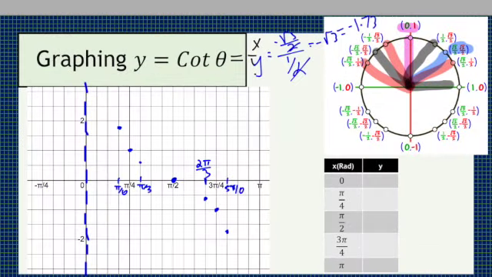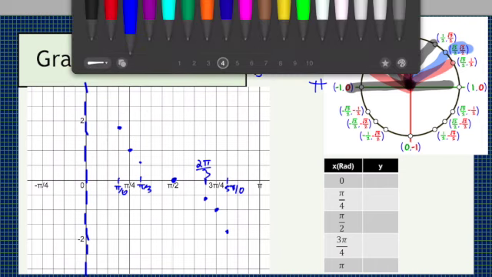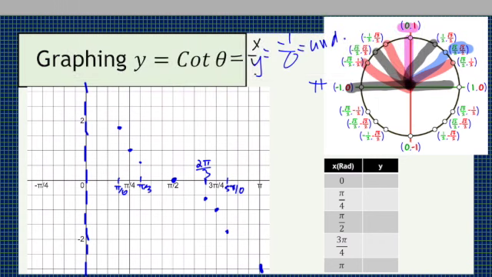All right, and we're out to the last angle, which is going to be pi. Right, so at pi, my x value is negative 1, and then my y value is 0, and look at that, we get another undefined. So let's go ahead and draw out our undefined value here at pi.